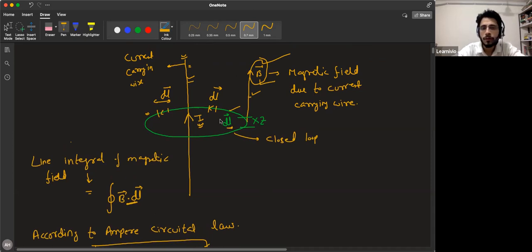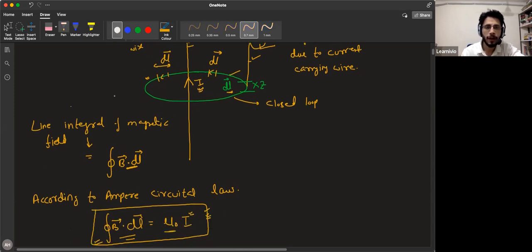Can you repeat the question? Yes, I'm asking what is the source of this magnetic field? Who is generating this magnetic field? Is this wire generating the magnetic field, or the closed loop? The wire is generating the magnetic field when the wire is passing through the loop.